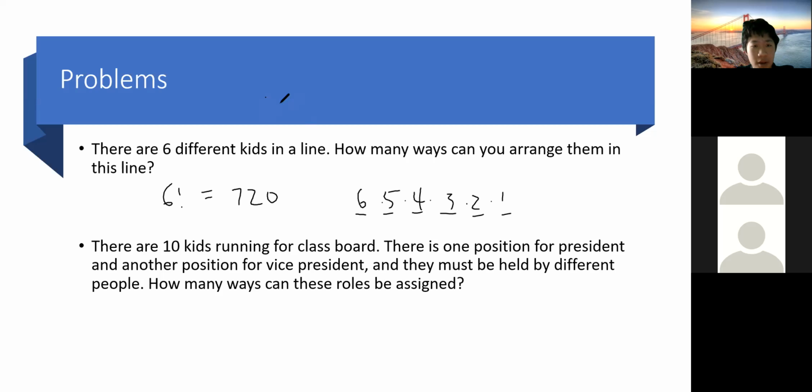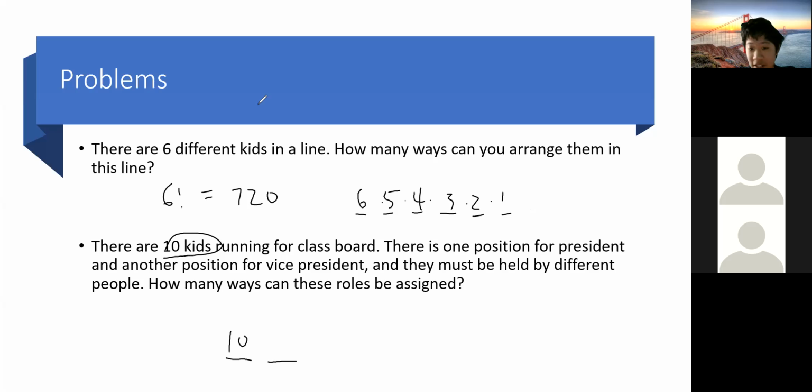And that's it. So the next one, 10 kids running for class board. There's 1 position for president and another position for vice president. They have to be held by different people. How many ways can these be assigned? We've got 1 position for president, 1 position for vice president. First one, we've got 10 choices, right? There are 10 kids running. Any of them can be the president.